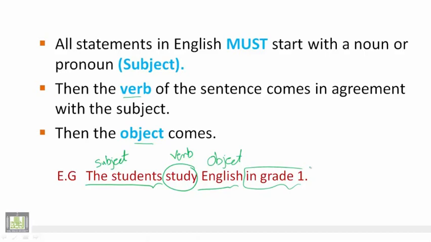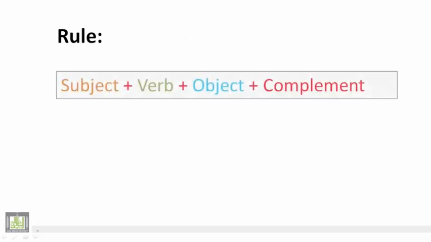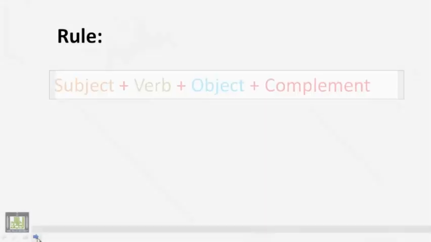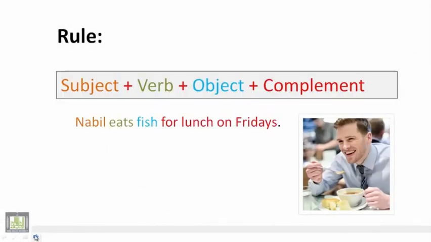So this is an example about the order of the constituents in the sentence. So this is a reminder of that again. We have the subject, the verb, the object, and we have the complement. This is an example now.